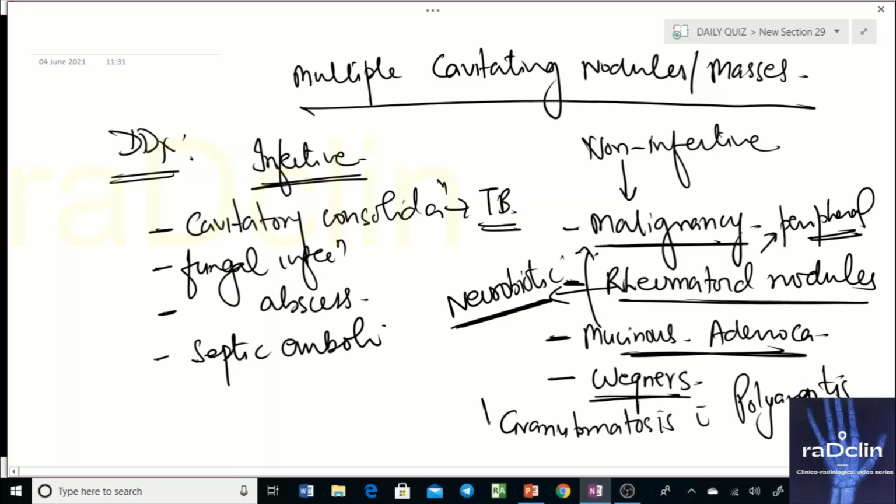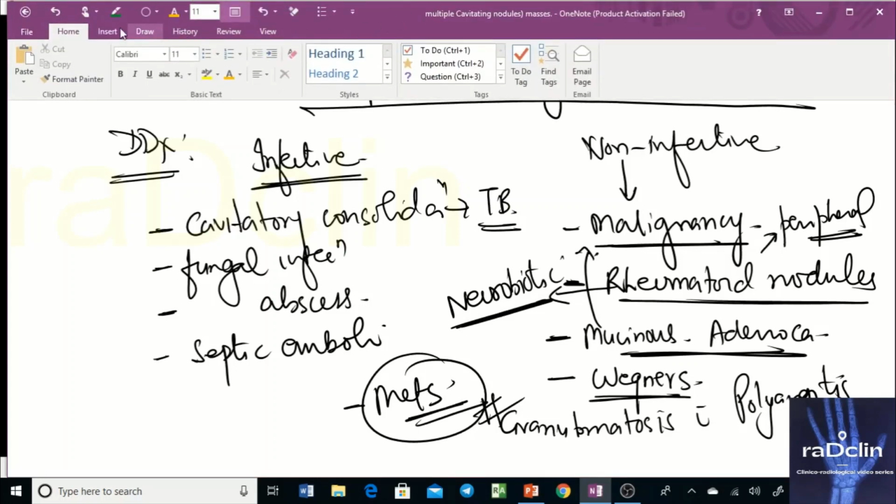Okay, this is the new name. Okay, so these, and one thing that I forgot is your metastasis. Mets can also be cavitating. So these are the typical causes that you see multiple cavitating nodules. Now I want to write a few points about each one of them, so that those points lead to a particular DD.